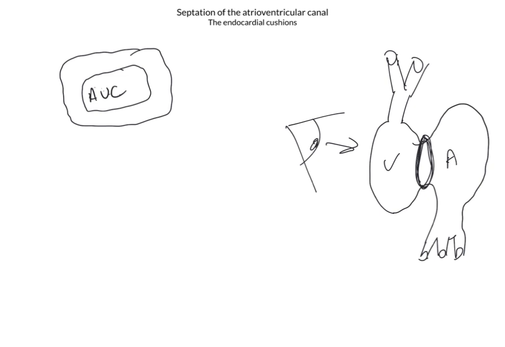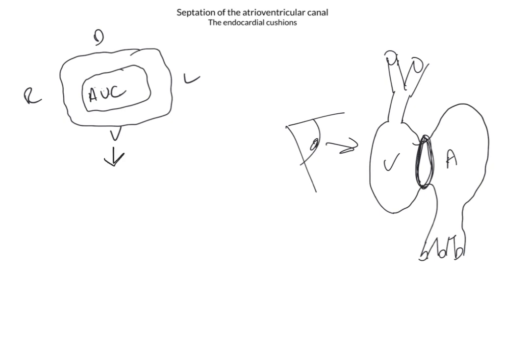AVC. This is the left side, this is the right side, this is the dorsal side or the back, this is the ventral side or the front. And what I'm going to show you is the formation of the endocardial cushions, which are going to grow out from the dorsal and ventral aspects of the atrioventricular canal and separate that canal into two halves.